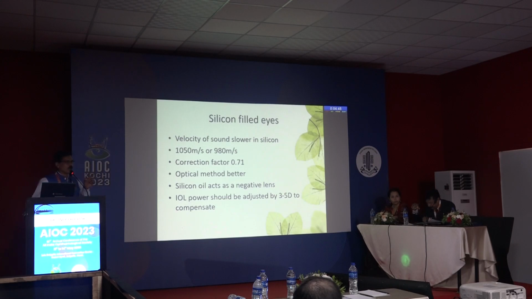But even if your axial length measurement is perfect, there is still a problem that the silicone oil itself acts as a negative lens. So even if your axial length measurement is perfect, you may still have around 3 to 5 diopter increase in the IOL power. But fortunately, most of this silicone oil is removed after 5 to 6 months. So the patient will have a high refractive error for 5 to 6 months, and after that, once the oil is removed, the patient will be emmetropic.